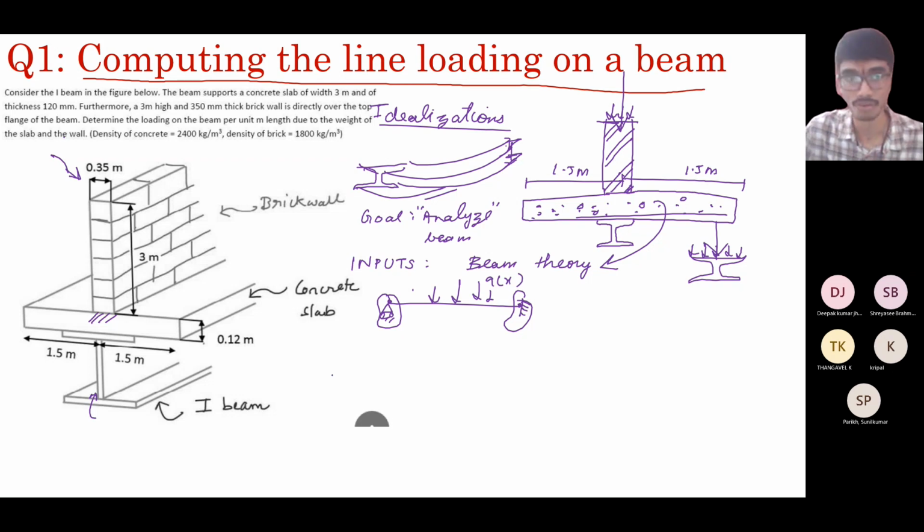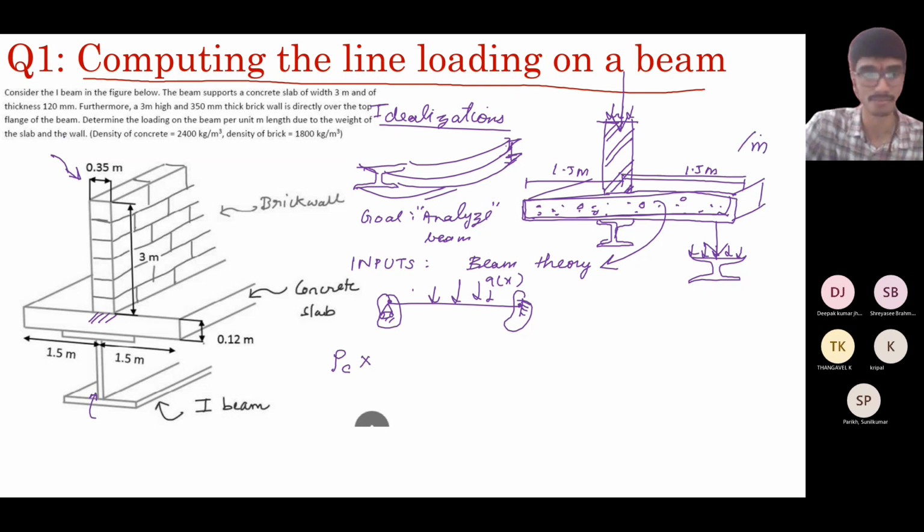Next, what we are looking at is very simple. What is the load that comes onto the beam? It is the entire weight of concrete plus weight of brick. So what is the weight of concrete? Suppose the density of concrete is rho c. What is the volume? If you consider 1 meter, you want to find out the load that is coming onto the beam per meter. That is what they have asked: determine the loading on the beam per unit length due to the weight of the slab.